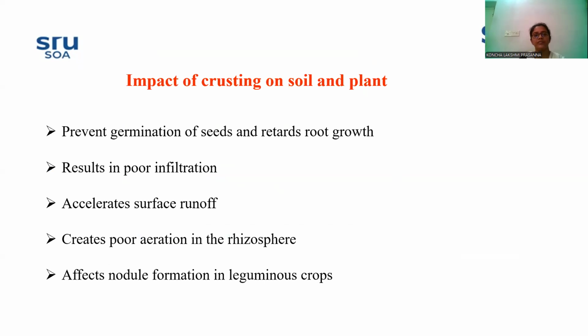Next point is the impact of soil crust on the soil and plant growth. Soil crust impacts plant growth effectively: it prevents germination, hampers the emergence of seedlings, and also retards the root growth. It also results in a poor infiltration rate and accelerates the surface runoff. It creates poor aeration in the rhizosphere, that is in the root zone area of the plant. It also affects the nodule formation in the leguminous crops.